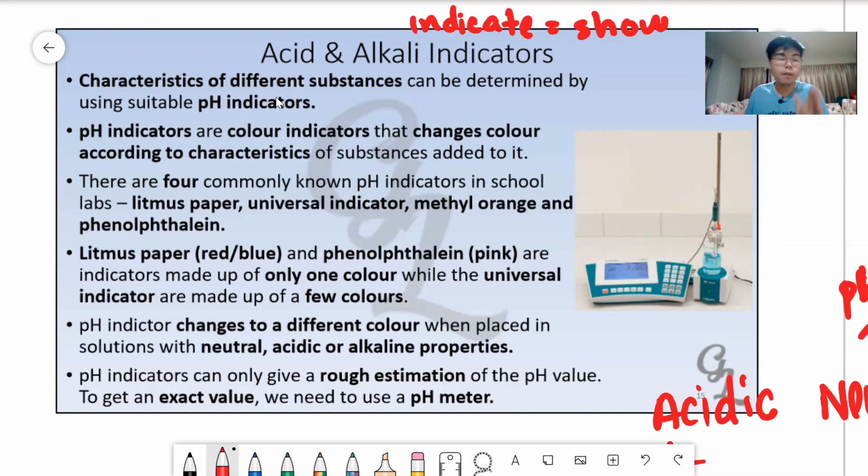Okay, only from one color changing to the other, as in this color changing to the opposite, or remaining the same color. That is what you call only one color. All right. So red litmus paper is one type, blue litmus paper is one type, phenolphthalein is one type, while the universal indicator is made up of a few colors. So let me show you first what the universal indicator is.